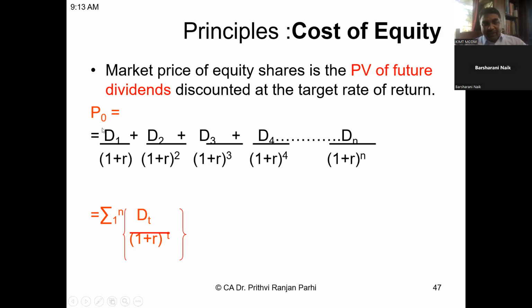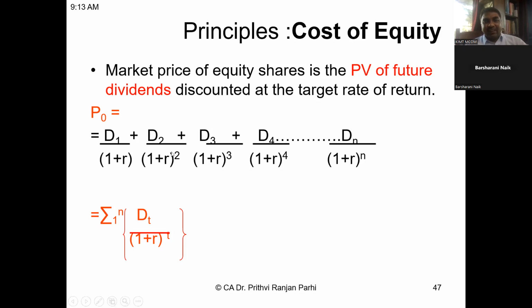We are arriving at the present value of that dividend. That means, let us say after 1 year you'll be getting 20 rupees. But today's present value will be less than that. Let us say it is 18 rupees. This concept is called discounting. That means the future value is brought to the present value. This is called discounting.